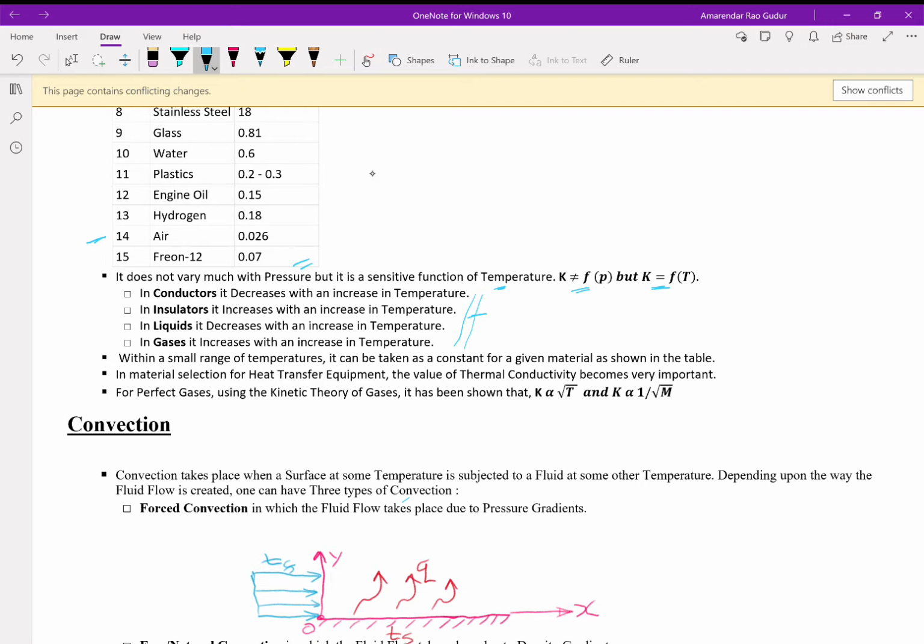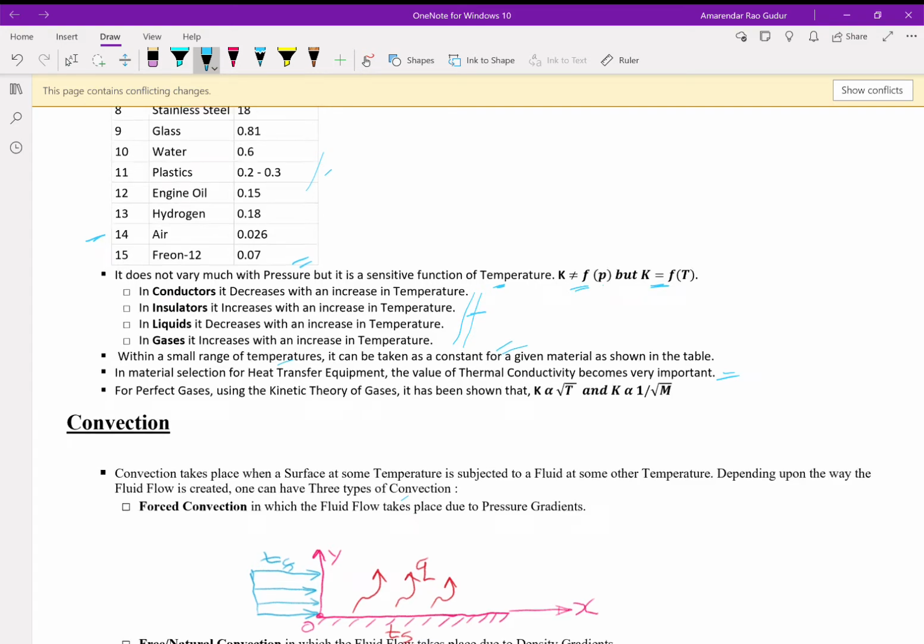Then within a small range of temperatures, K can be taken as a constant as mentioned in this particular table. Then in the material selection for heat transfer equipment, the value of thermal conductivity becomes very important. For example, we want to select the material for the connecting rod of a diesel engine. And the connecting rod is going to be subjected to tremendous heat loads. Then how the material has to handle these high temperatures depends upon so many other parameters, so many other properties, in addition to the most important thermal conductivity. So these are some of the important remarks about your thermal conductivity.